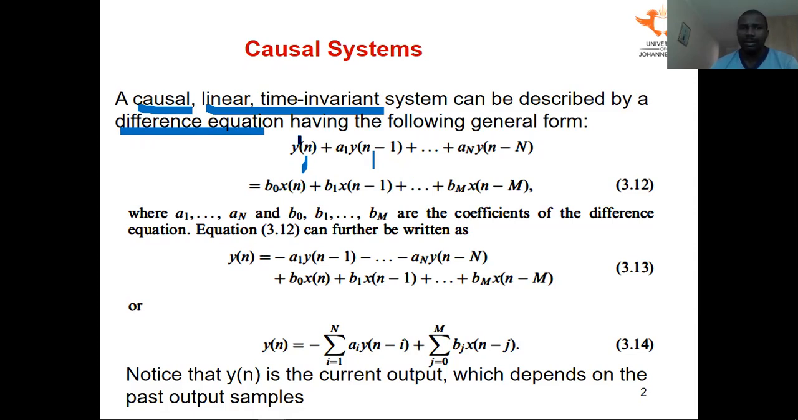Now you make y of n the subject of the formula, and you result to this. So this will be taken to the right-hand side, that's why you see those minuses there, and you add the values of x. It's interesting here to find the output also depending on the output. So it's some form of feedback: the output depends on another output.